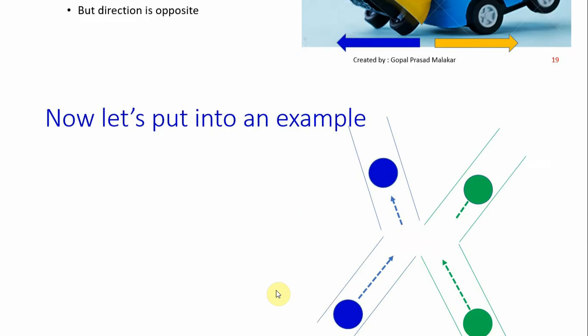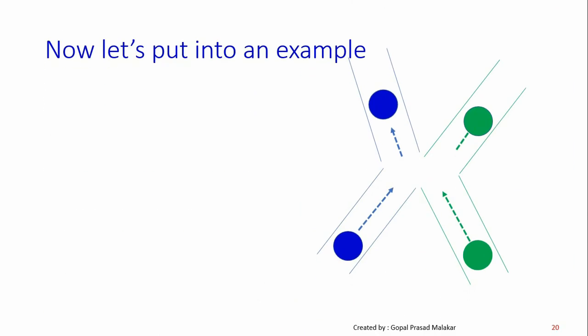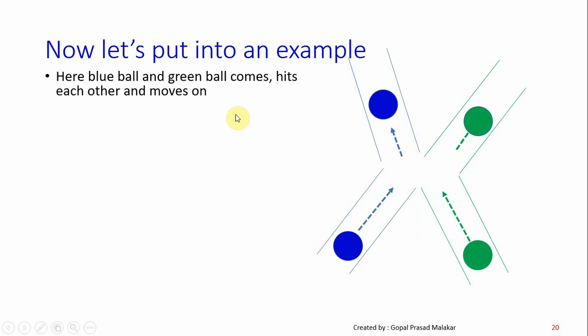Now let's put it to an example. The example is like that. Here there are a blue ball and a green ball. They come together, hit each other and move. So it comes here and then it moves in this direction.